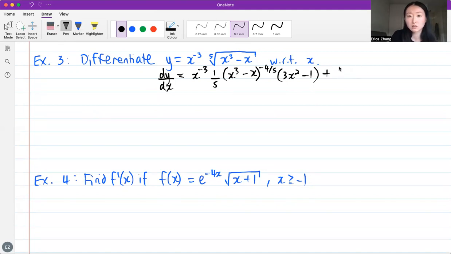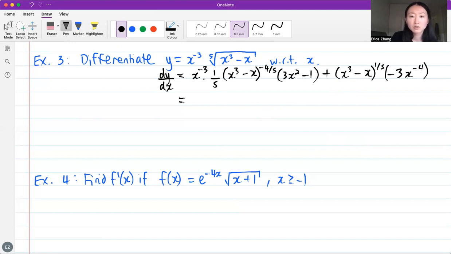Let's just leave it as it is: (x cubed minus x) to the power of 1/5. And then the derivative of the first function. So power rule, -3 times x to the power of -4. All right, once again, we have to simplify quite a bit. Now let's start putting all of this into fraction form, which can make it a little bit clearer to read.